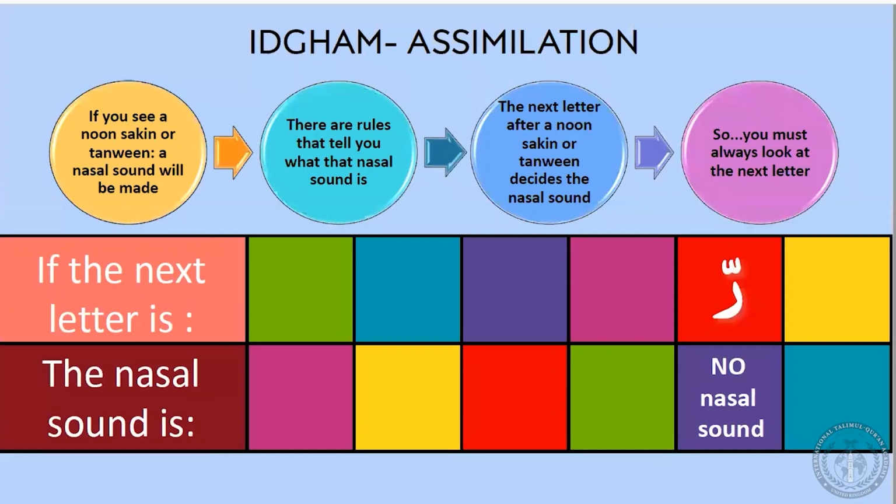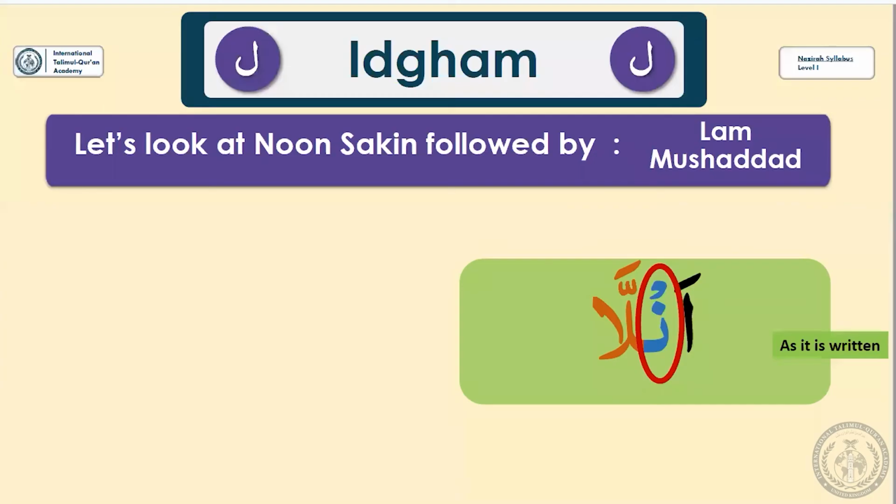Okay, so to sum that up, if there is a ra mushaddad after a nun sakin or a tanween letter, then there is no nasal sound. Very important to remember. If there's a ra mushaddad, then there's no nasal sound. So let's have a look now at the next one.